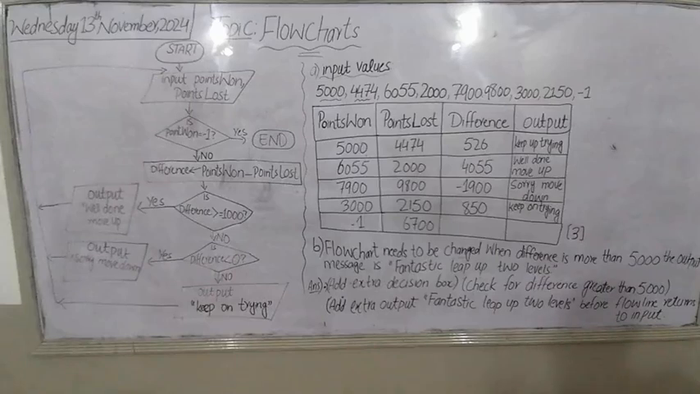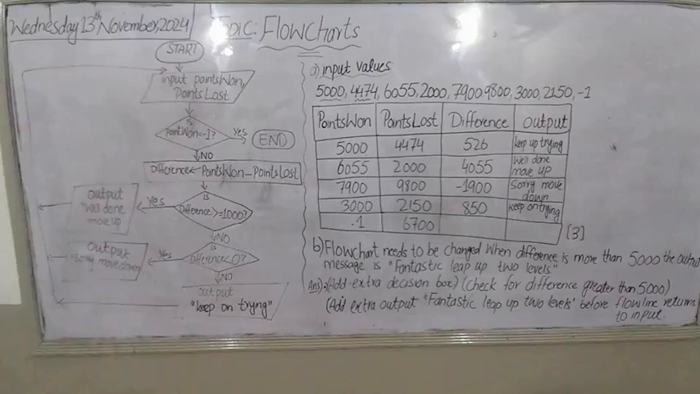Okay, so I hope this first step is clear to you. Let me recall it quickly. We have to insert two values because we have two variables, so we take two values given by the examiner. The first one is 5000, the second one is 4474. So we have inserted these two values in the variables called points won and points lost.